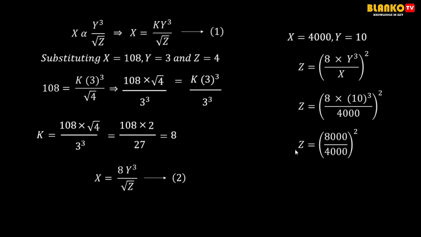So we have z equals, in brackets, 8000 over 4000, all squared, because 10 cube is 1000 and 1000 multiplied by 8 is 8000. Then z is equal to 2 squared, that is 8000 divided by 4000 gives us 2, squared. And 2 squared is 4. I hope you understand. So the value of z is equal to 4.